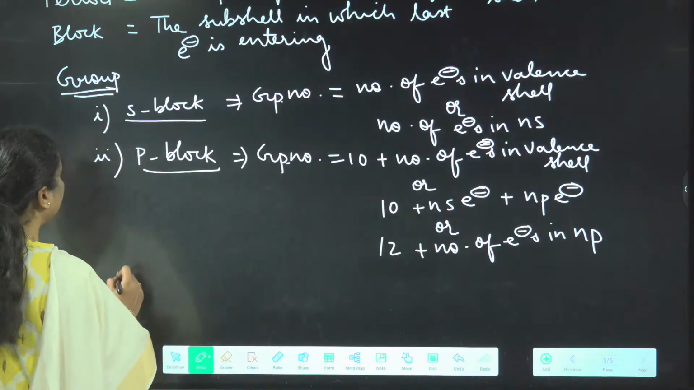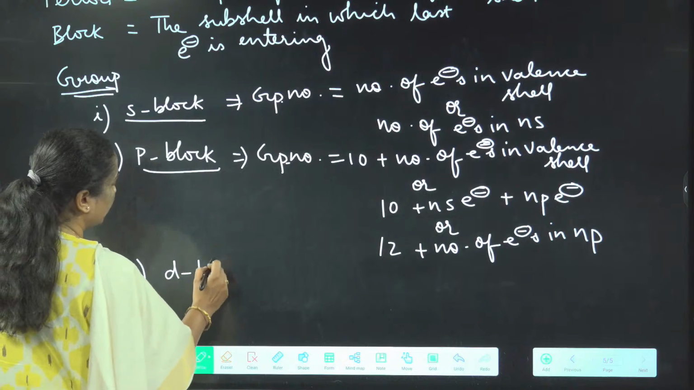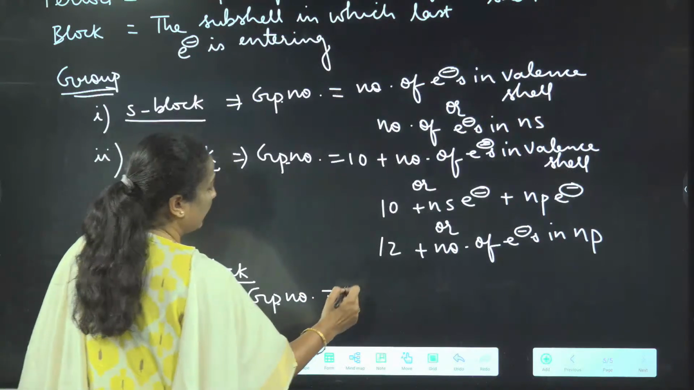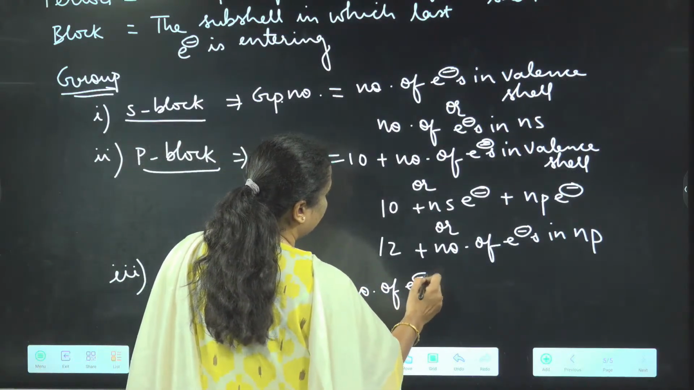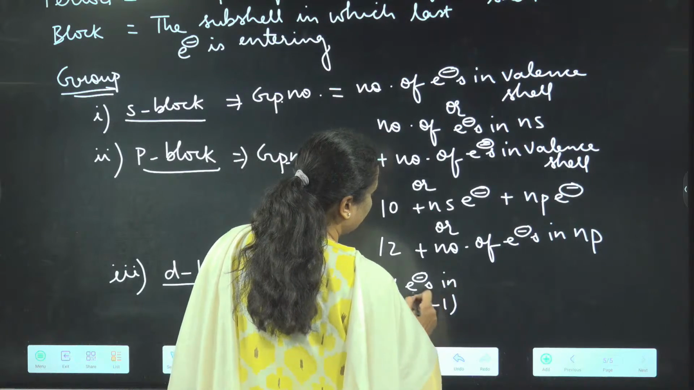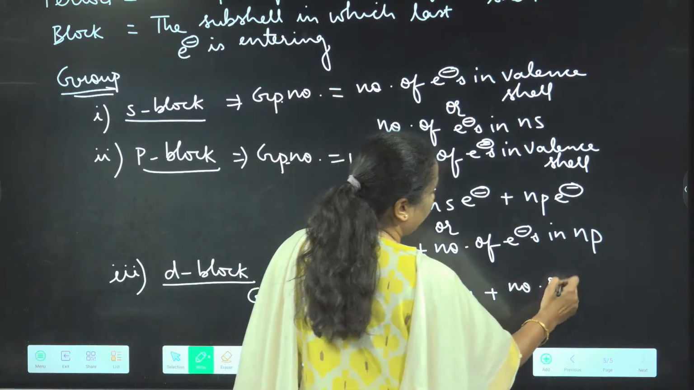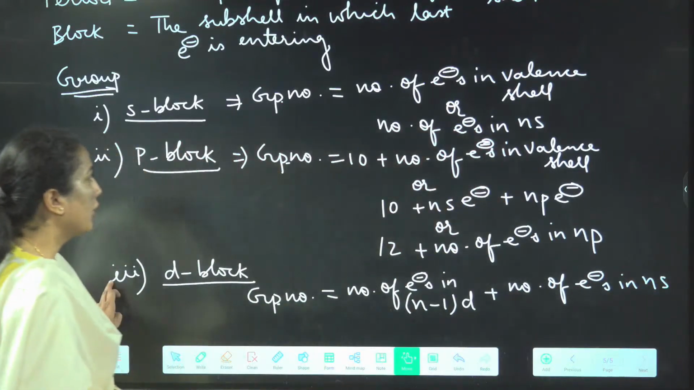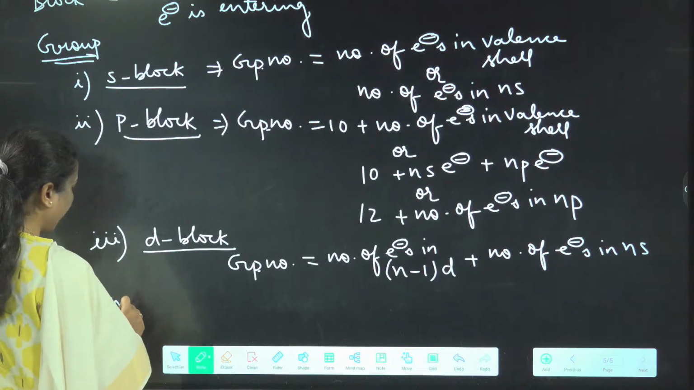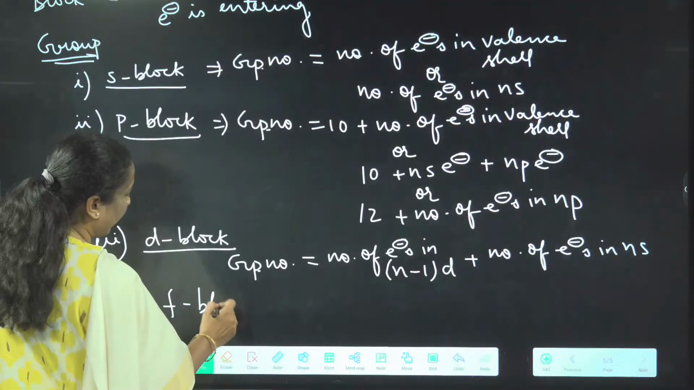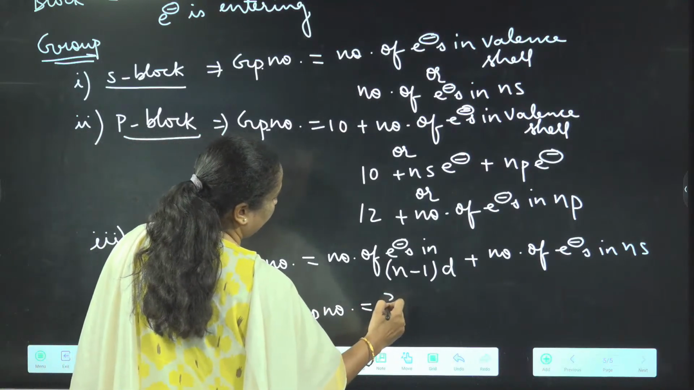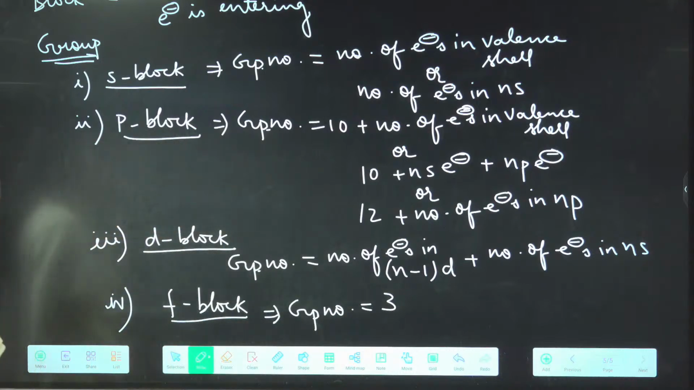Now, next here is the third one, which is D block. For D block, group number is given by number of electrons in (n-1)d plus number of electrons in Ns. That's how we decide for D block. For F block, do I need to do anything? It is fixed that it is group 3. So F block always means that the group number is 3. So please make a note of it, then we'll proceed further.